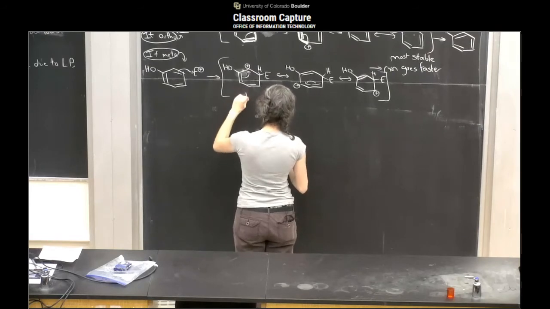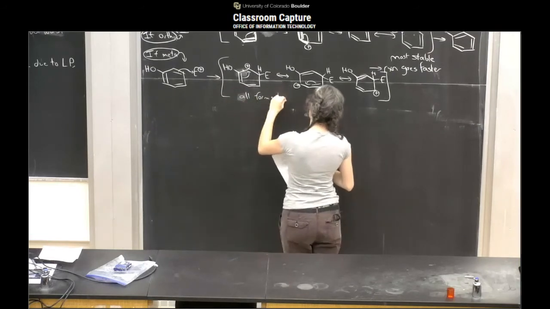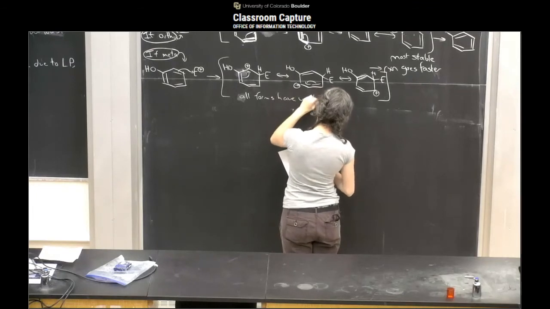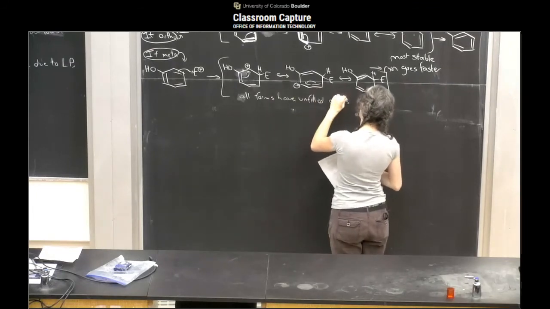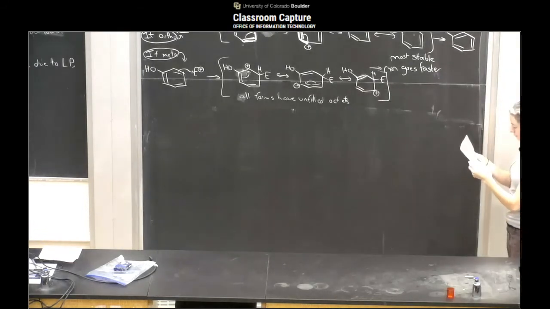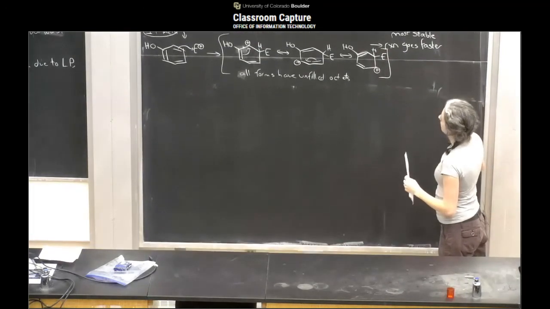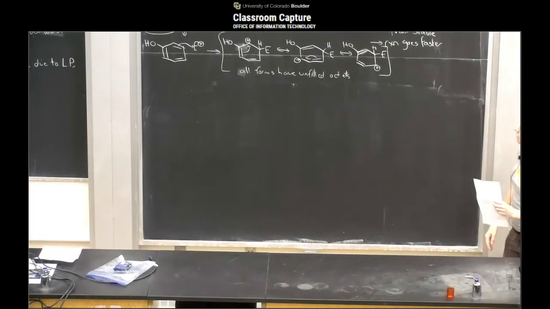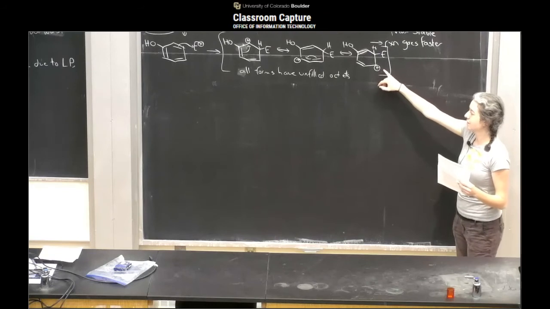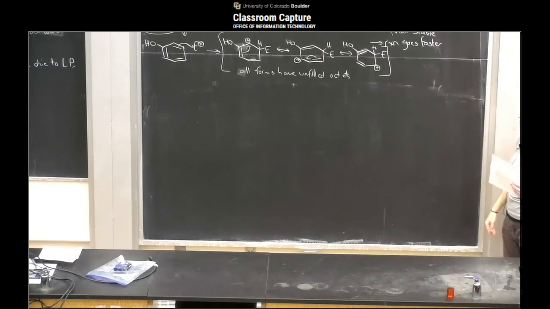So I guess all forms have unfilled octets here. Okay, so that's kind of the two types of outcomes. Either you have the option of stabilizing the charge with the lone pair on oxygen, or you don't. Turns out meta doesn't give you that option, and that's why meta doesn't get sped up by having an OH group on the ring. So the ortho is going to be much faster and easier than the meta.